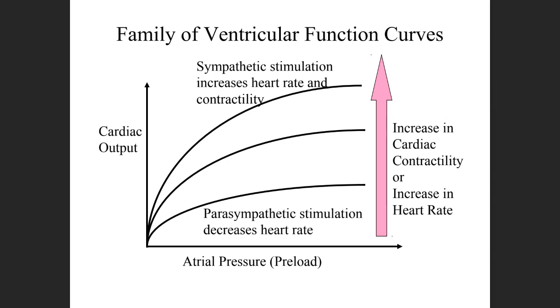Then if we look at the family of ventricular function curves, cardiac output is on the y-axis and atrial pressure or preload is on the horizontal axis. Sympathetic stimulation increases heart rate and increases contractility, so that for any atrial pressure or preload, increase in cardiac contractility and increase in heart rate will lead to an increase in cardiac output.